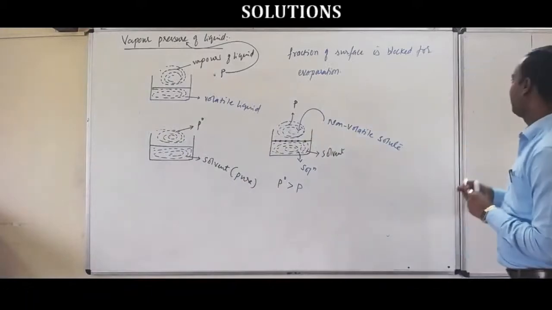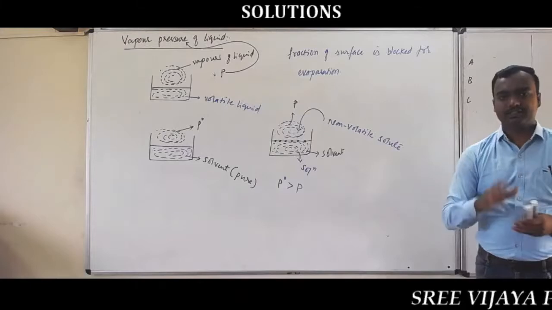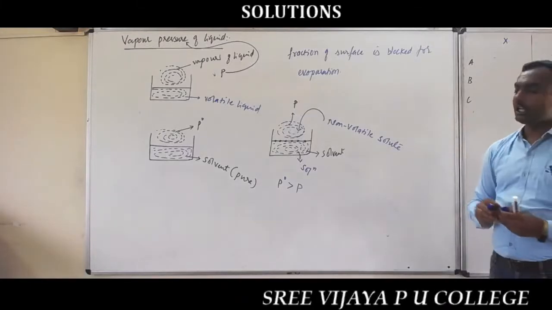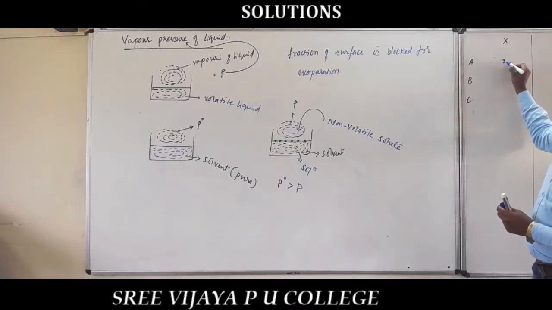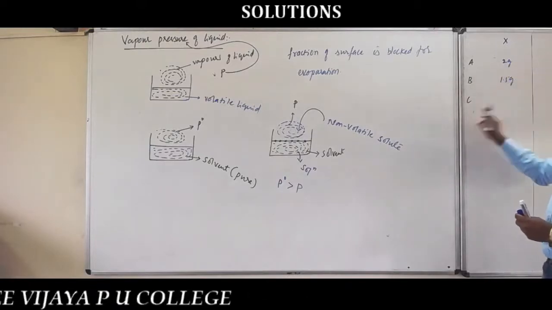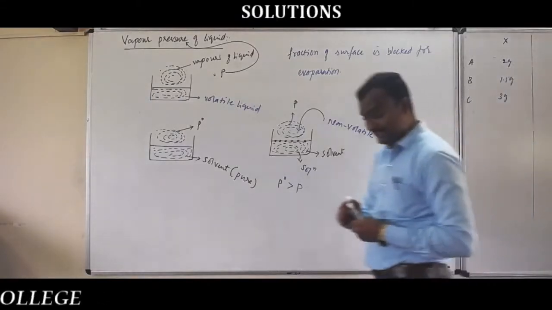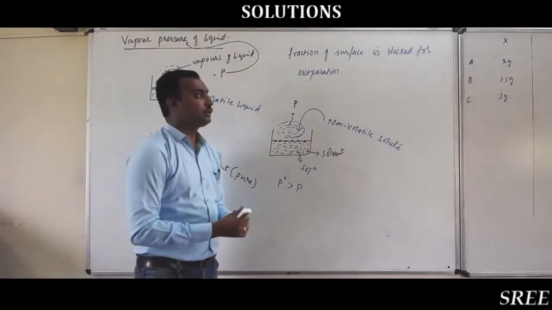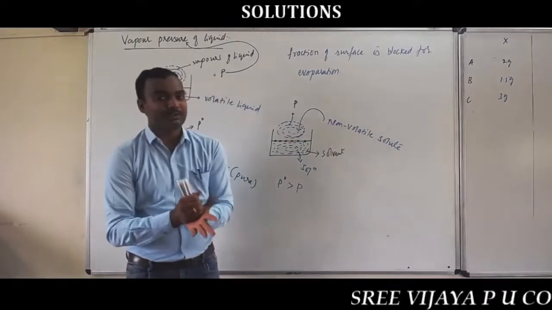So for example, say solution A, solution B, solution C consist of non-volatile solute. So we have taken non-volatile solute X. How much do we add? In solution A, let's say the non-volatile solute is 2 grams. In solution B, 1.5 grams. In solution C, let me take 3 grams. So where X is the non-volatile solute. So the question asks: write the increasing or decreasing order of vapor pressure of the solutions.